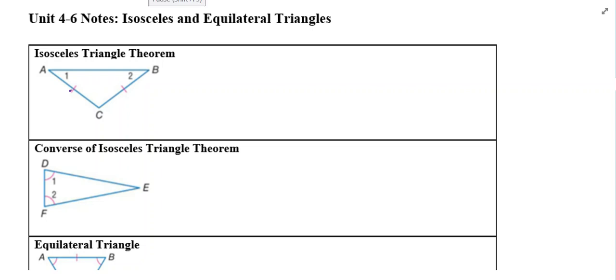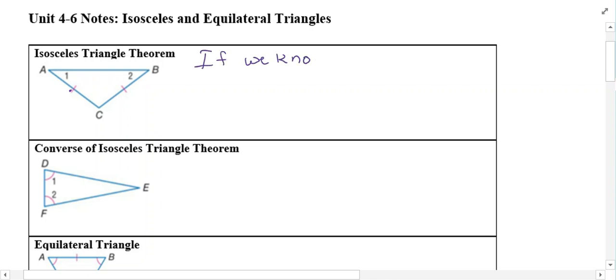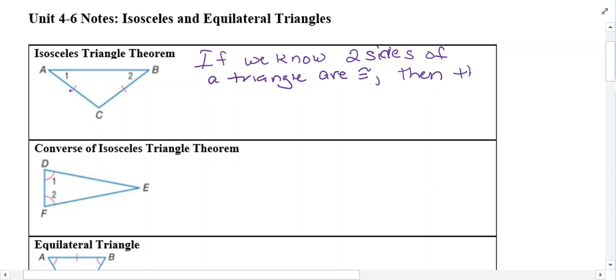Unit 4.6, isosceles and equilateral triangles. If we know that it is an isosceles triangle, in other words, if we know two sides of a triangle are congruent, then the opposite angles are congruent.